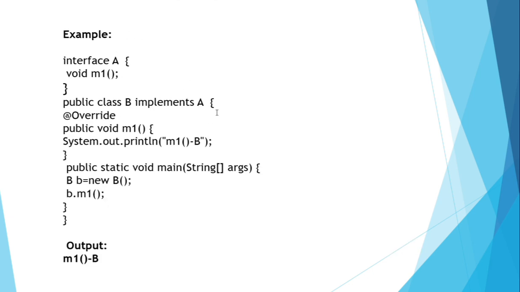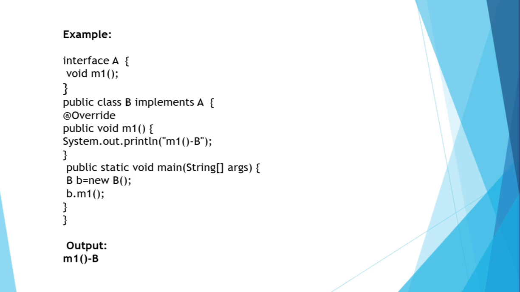This is a small example for interface. Here A is the interface name. Here interface is the keyword used to declare the interface. Here void M1 is an interface abstract method. Abstract methods always end with a semicolon. We cannot provide the implementation for abstract methods. For this method, we can provide the implementation in the implementing subclass.